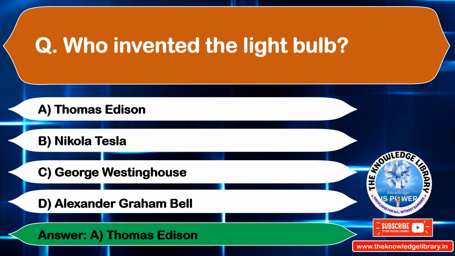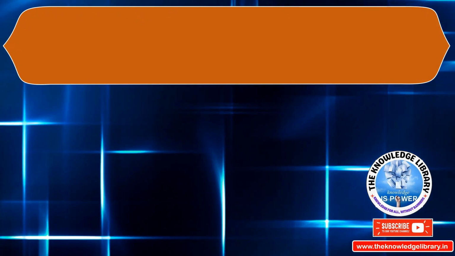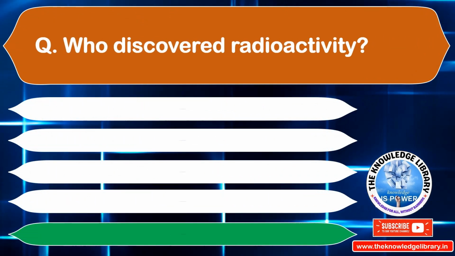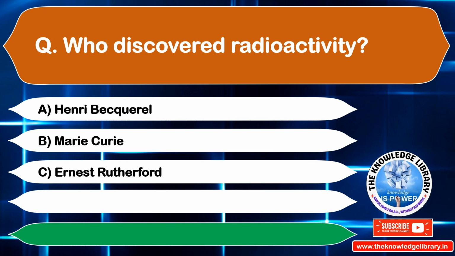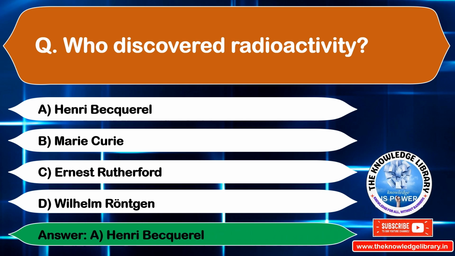Moving to the next question. Who discovered radioactivity? Option A, Henry Becquerel. Option B, Marie Curie. Option C, Ernest Rutherford. Option D, Wilhelm Röntgen. The correct answer is option A, Henry Becquerel.